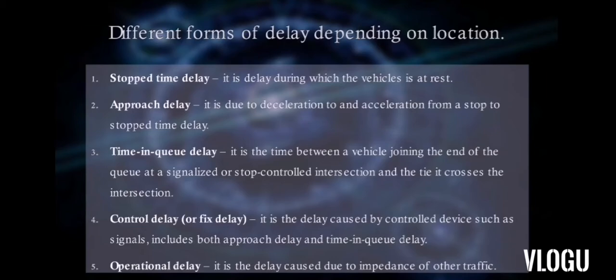Fourth, control delay or fixed delay. It is the delay caused by control devices such as signals, and includes both approach delay and time in queue delay. Fifth, operational delay. It is the delay caused due to impedance of other traffic.